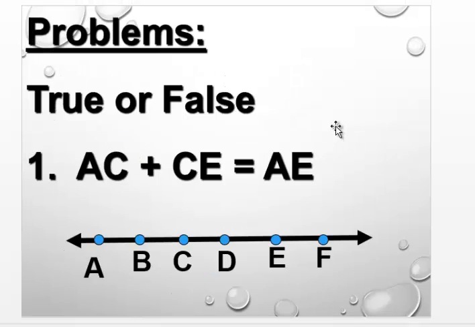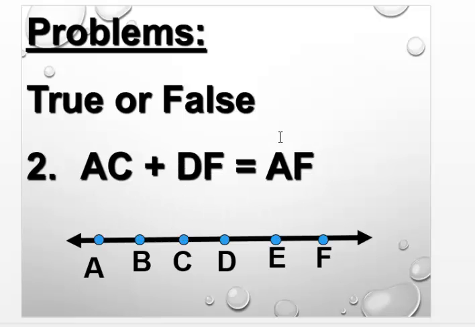In this next problem, I'm supposed to decide if these are true or false. What I'm going to do is just connect these points. So AC and CE equal AE? Yes, they do. Notice how each one of these does not have a segment bar over top of it because I'm talking about the actual length. If I'm talking about the actual segment, I put the segment bar over top, but when I'm talking about the actual length, I do not put that line over top.